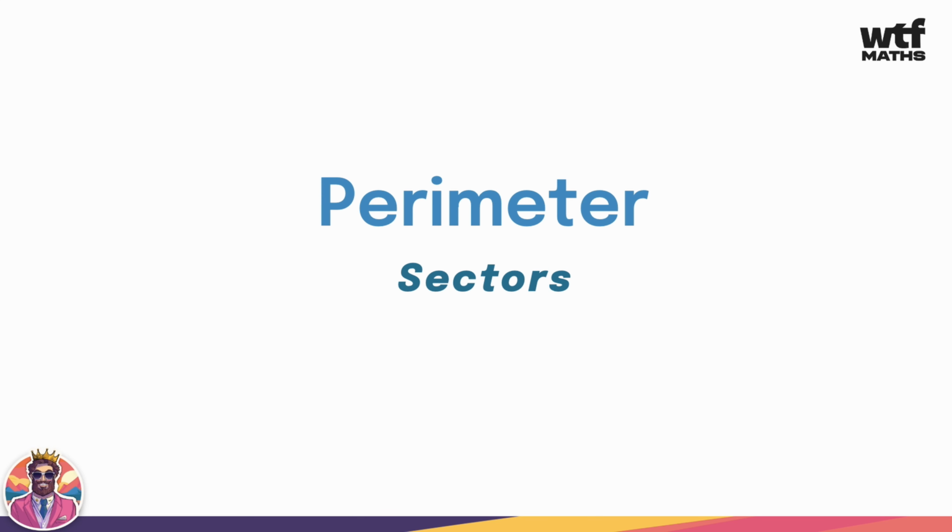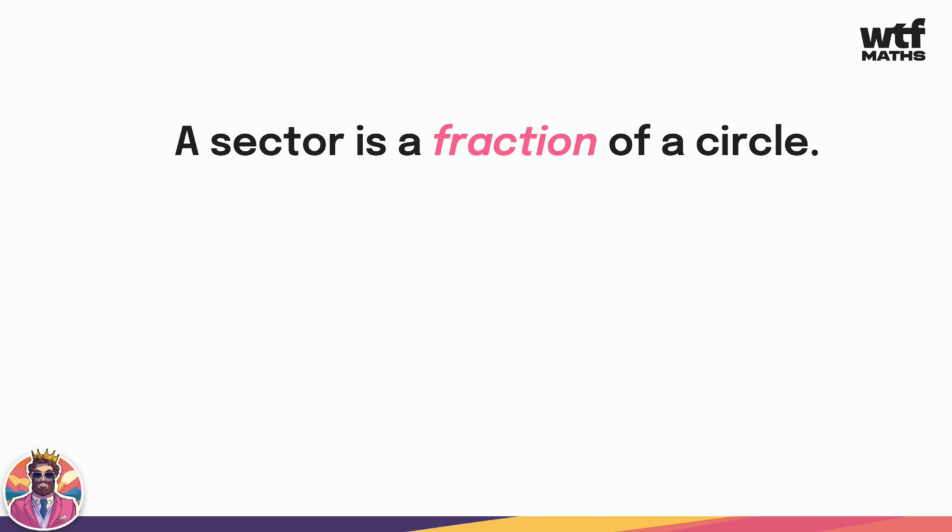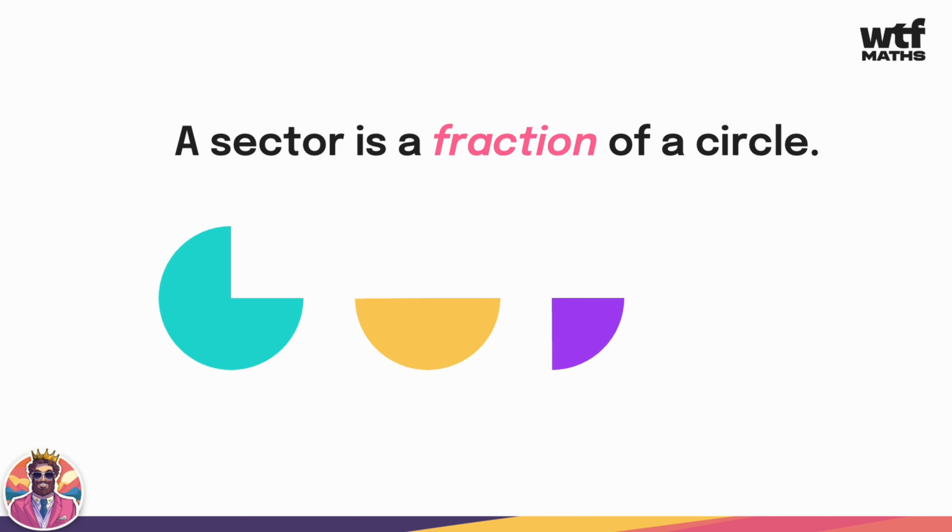Today we're going to look at the perimeter of sectors. So a sector is just a fraction of a circle. For example, this is a sector. It's 3/4 of a circle. This half circle is a sector. This 1/4 is a sector. And even this weird fraction is a sector. So if you have any circle and you take a slice out of it that meets at the middle, that's a sector.